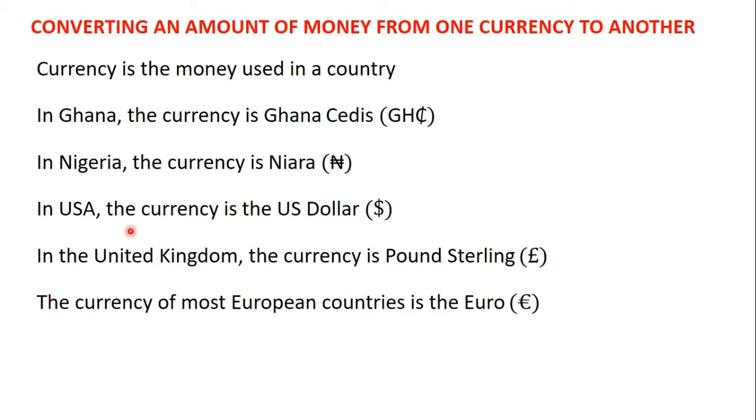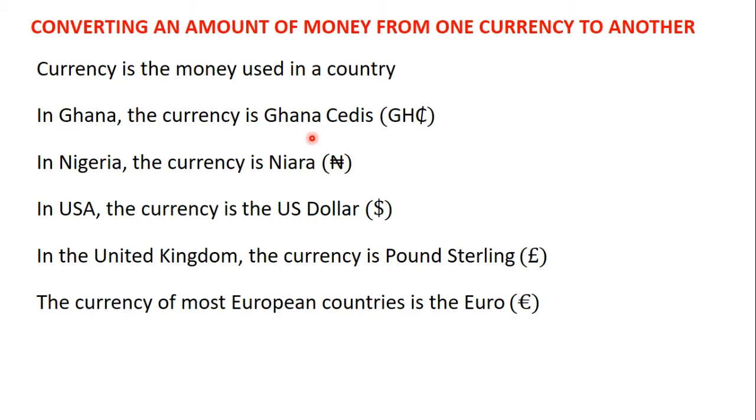In the same way, if someone in the USA sends money to another person in Nigeria, the person will have to convert the money from the US dollar to Nigerian naira before he or she can buy goods or pay for services in Nigeria. This is the reason why it is important for us to learn how to convert money from one currency to another, because when you leave your country and visit another country, you have to convert your money to the currency of the country you have visited before you can buy goods or pay for services.